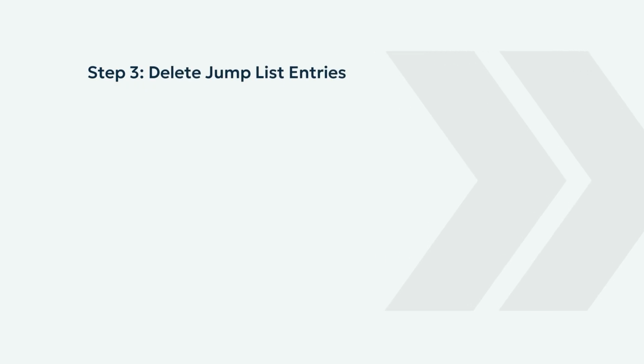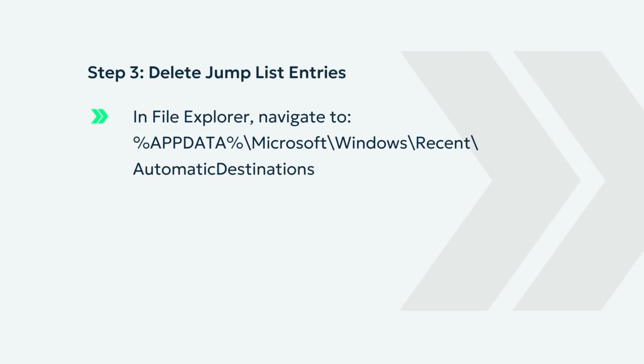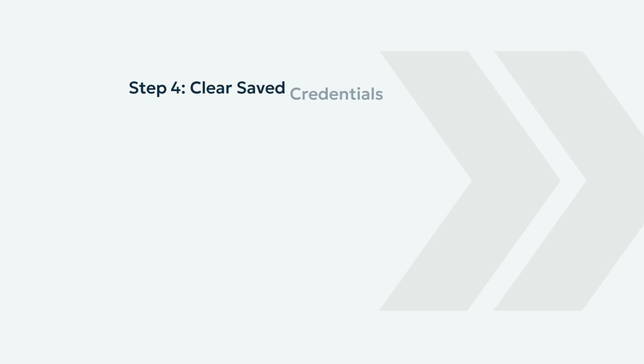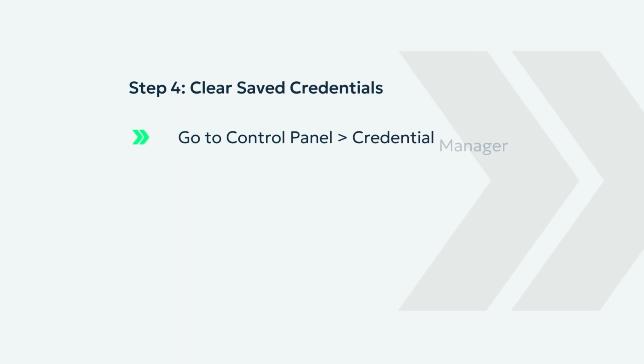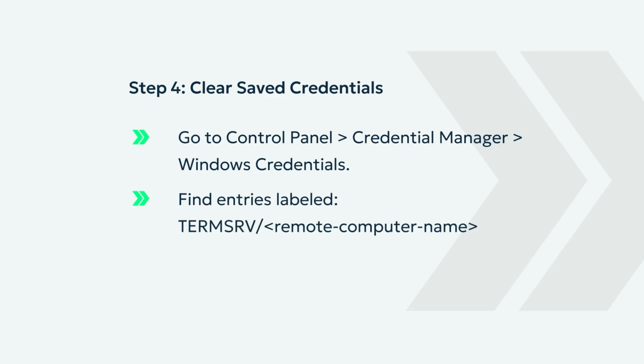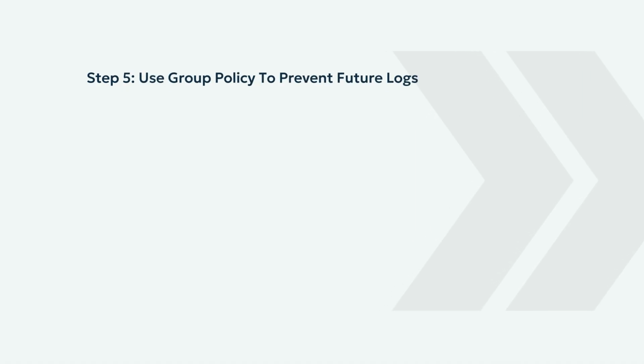Delete jump list entries. In File Explorer, navigate to, delete the file named 1B4DD67F29CB1962.automaticdestinations-ms. Then restart File Explorer from Task Manager. Clear saved credentials. Go to Control Panel, Credential Manager, Windows Credentials. Find entries labeled Term SRV, Remote Computer Name. Select and remove them.